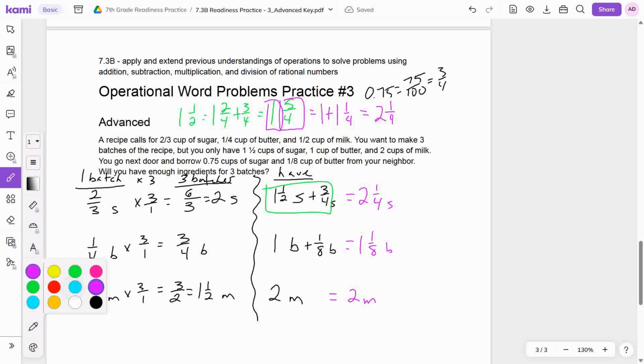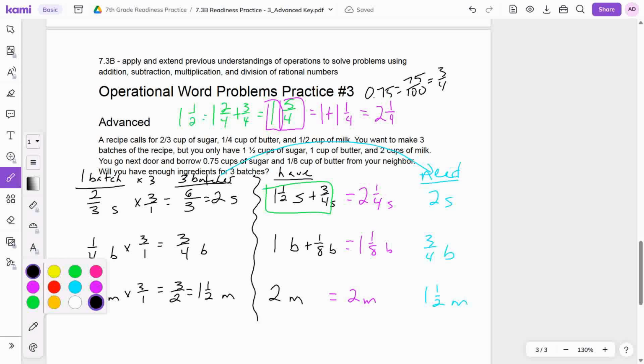So let's go back and look to see what I need. I need, where does it say that? All right. This 3 batches right here. So this 2, let me bring this over here. This 3/4 here, and this 1 1/2 here. So I'm just going to kind of bring this right over here. Here's the question. If what I have is greater than what I need, I'm good. Greater than or equal to.